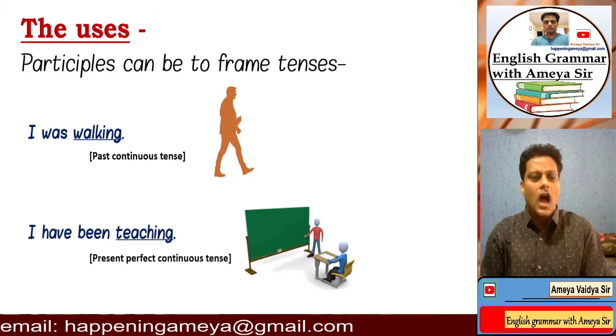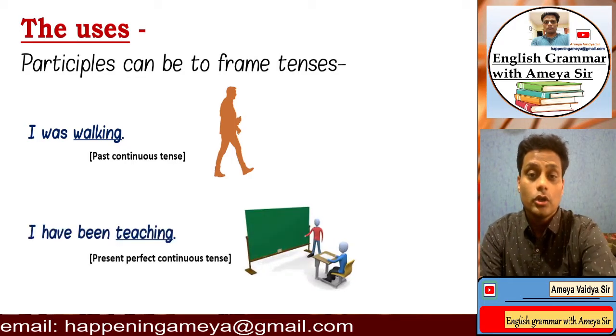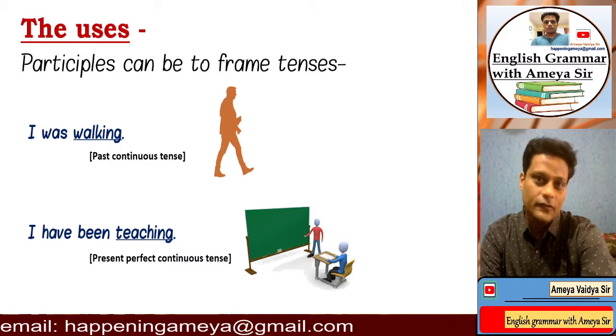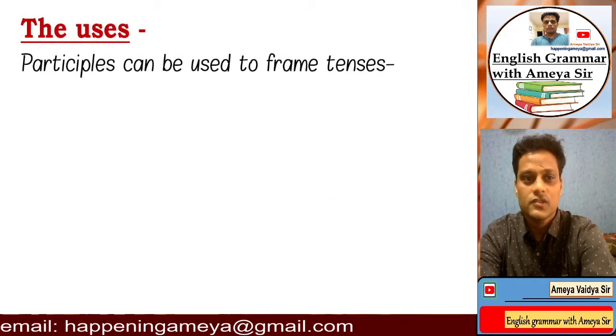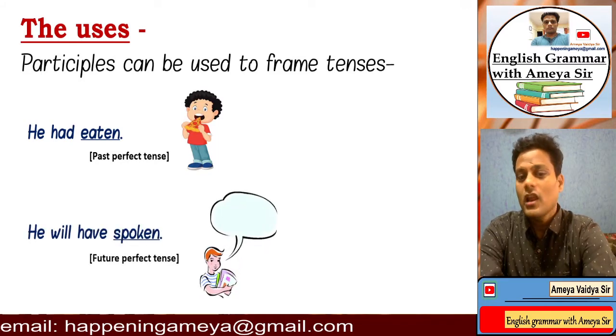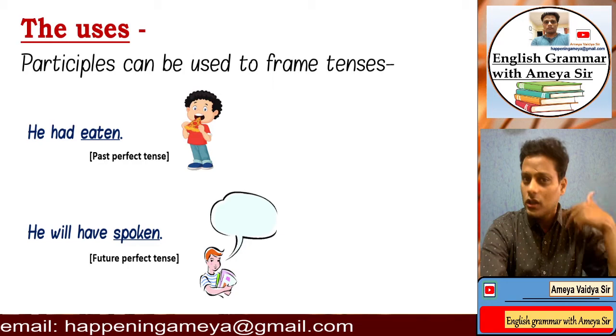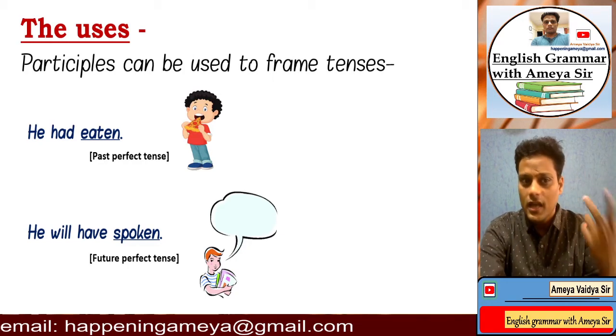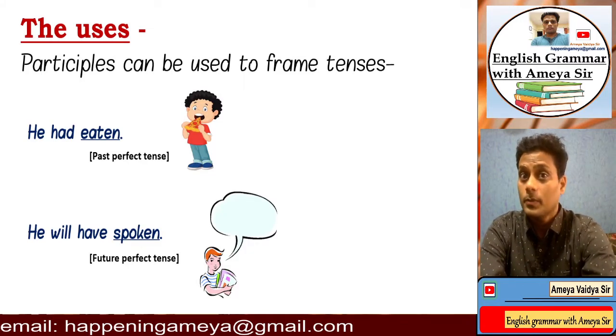Next example. I have been teaching. Well, yeah, sure, for a long time now. I have been teaching. It's present perfect continuous tense. More examples. He had eaten. Past perfect tense. Eat, ate, eaten. Remember the V3 form that we are talking about? He will have spoken. The future perfect tense. That's why it's a participle, because speak, spoke, spoken, the V3 form has been used. Here it makes the future perfect tense.